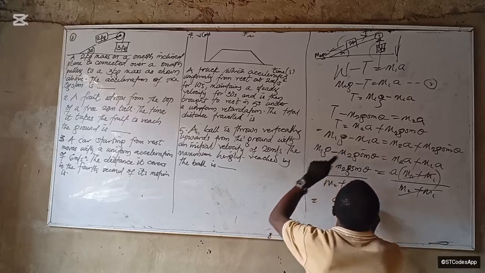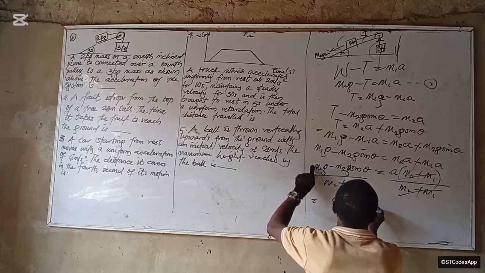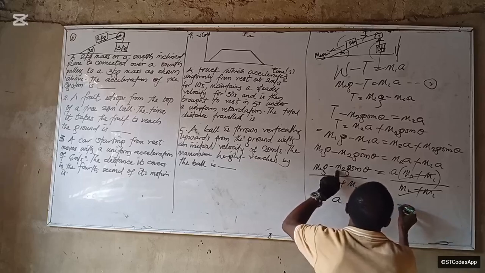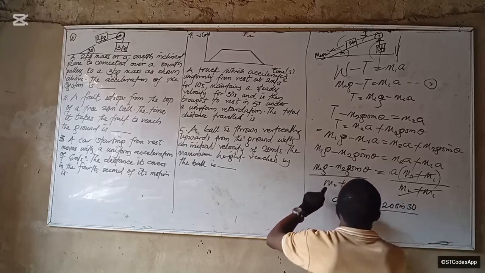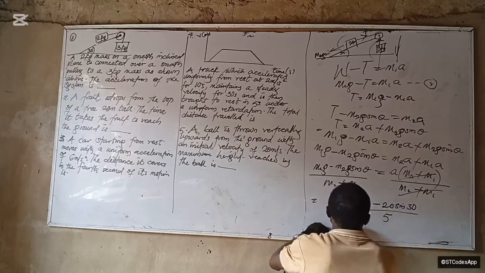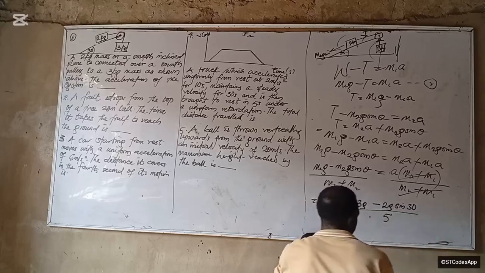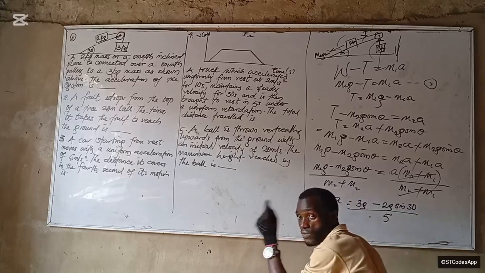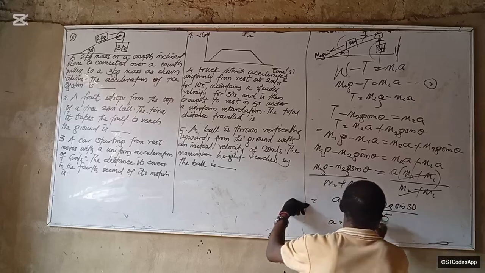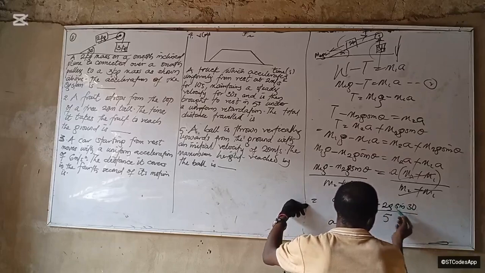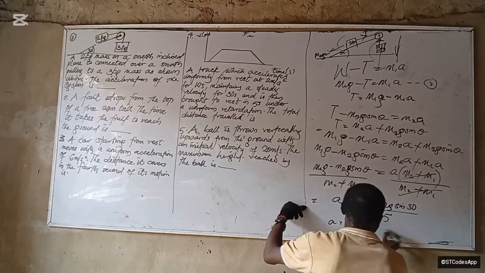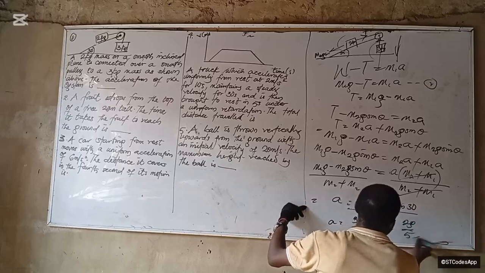So A is going to be what? What is our M1? 3 times G, minus M2, 2 times G, sine theta, sine 30, over M1 plus M2, 5. But I'm not given G, right? They didn't ask us to take G as 10 meters per second squared. So 3G, 2G. Sine 30 is half, so 2G sine theta is going to be 1G, which is G. So 3G minus G, equal to 2G over 5. Is it clear?